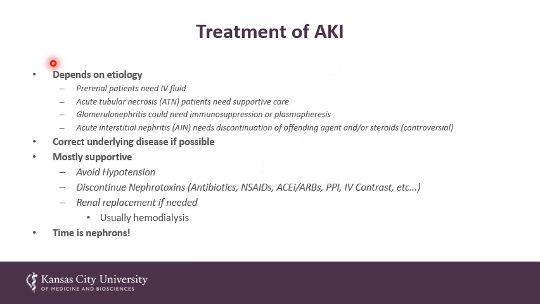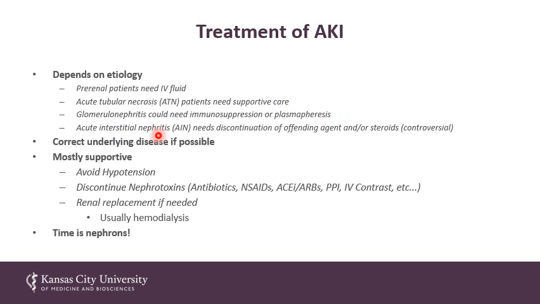The treatment of acute kidney injury depends on the cause. So in general, if they're pre-renal, you need to restore their volume status, which typically means IV fluids. If they have ATN, you usually just have to give them supportive care. If they have glomerulonephritis, you may have to give them immunosuppression or plasmapheresis. That would be up for the nephrologist to decide.